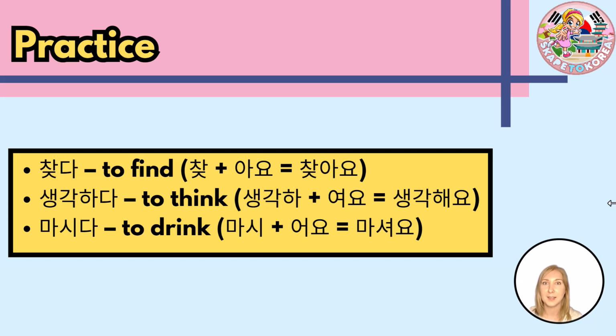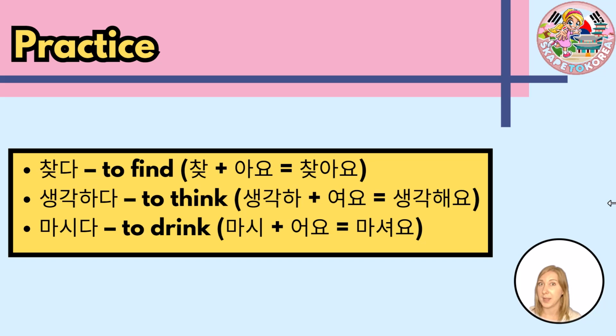So 찾 is our verb stem. You've got a final consonant there, so no combination of vowels. Then the last vowel is a, so we're adding ayo, and it becomes 찾아요. Again, 찾다, 찾아요. See the difference in the pronunciation? Check out my What is 받침 video.